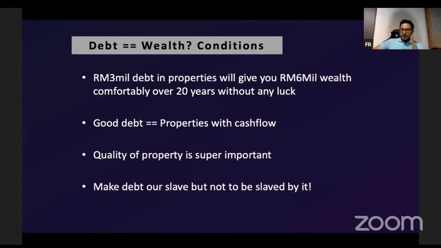Kalau you tak beli property yang teruk sangat, grade A, B, C onwards, jangan beli grade D, grade E, you should be able to make 6 million comfortably in the next 20 tahun tanpa nasib baik. So let me repeat guys. If you can take a 3 juta punya debt today, you should be able to make 6 million of net worth ataupun wealth 20 years from now tanpa nasib.